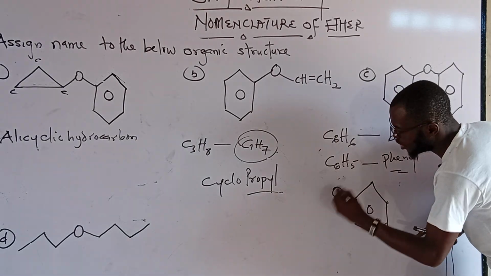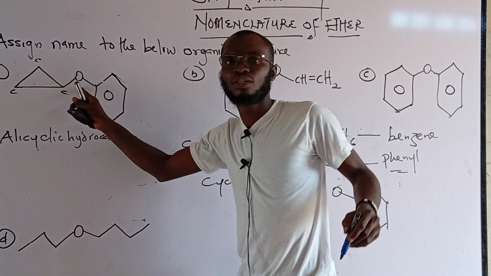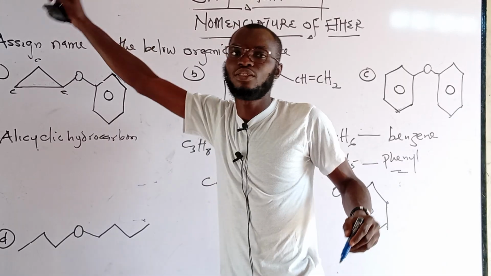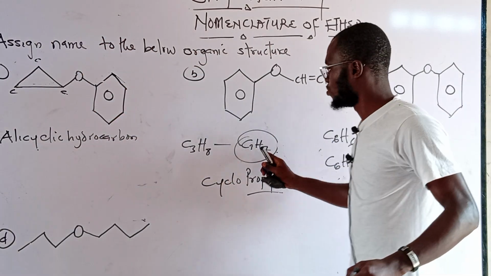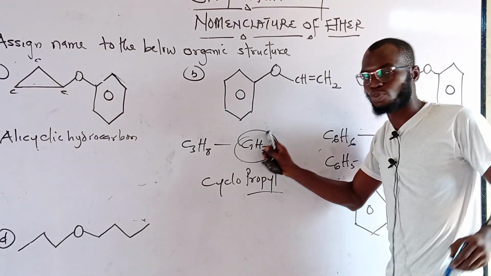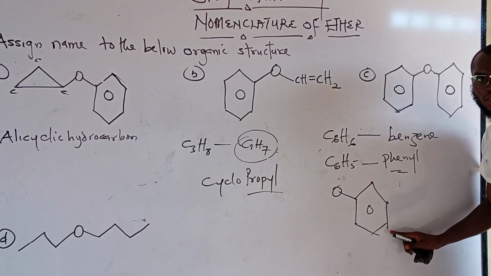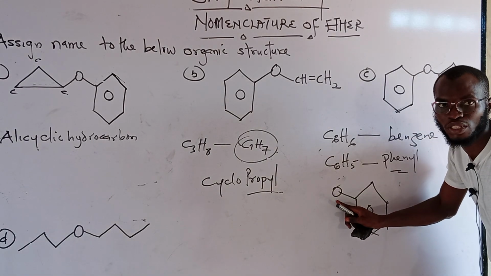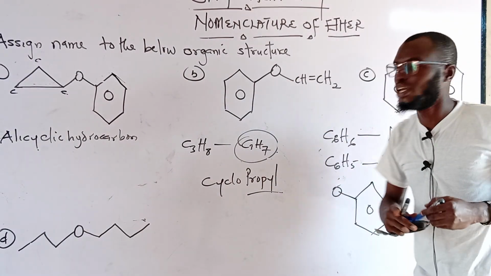So now it is attached to oxygen, which is this. They remove one hydrogen from here, C3H8 before. They remove one, making C3H7, which is propyl. Now this is phenyl. Are we together? Then this oxygen means what? Ether. Now let's try to name them.